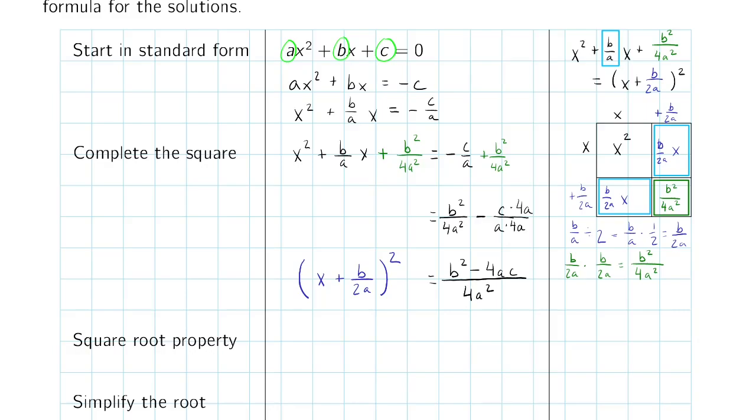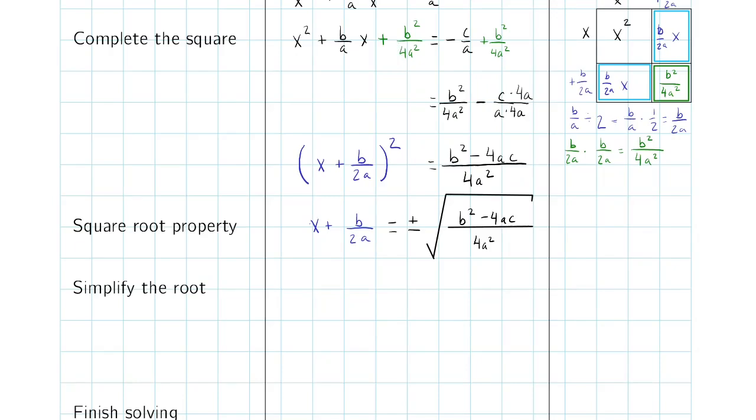Okay, so now I've completed the square. My next move is to use the square root property. So x plus b over 2a is going to be equal to plus or minus the square root of b squared minus 4ac all over 4a squared. And now I think we can simplify that square root a little bit. Let's see what we can do there. We can certainly split up the numerator and denominator. So we'll have plus or minus the square root of b squared minus 4ac all over the square root of 4a squared.